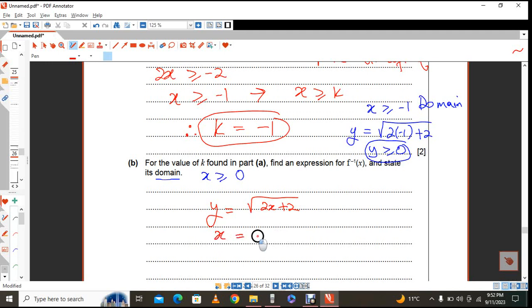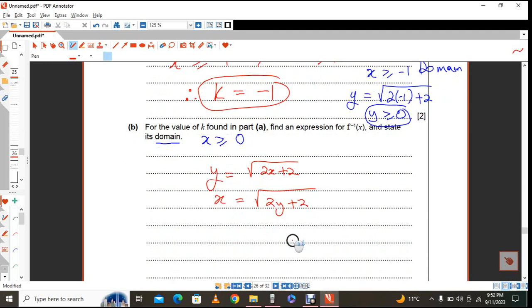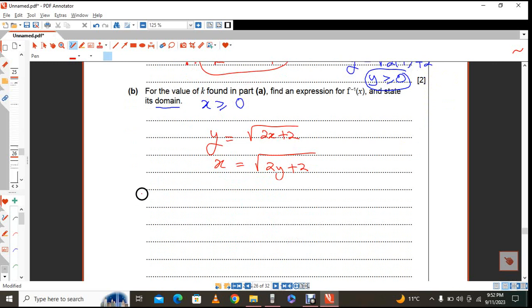You say x equals 2, and then you're going to have 2y plus 2. So the idea is to make y the subject of the formula. So first get rid of that square root by squaring both sides. So this is going to be x squared is equal to 2y plus 2. Right, so that's x squared minus 2 divided by 2. That's going to give you y.